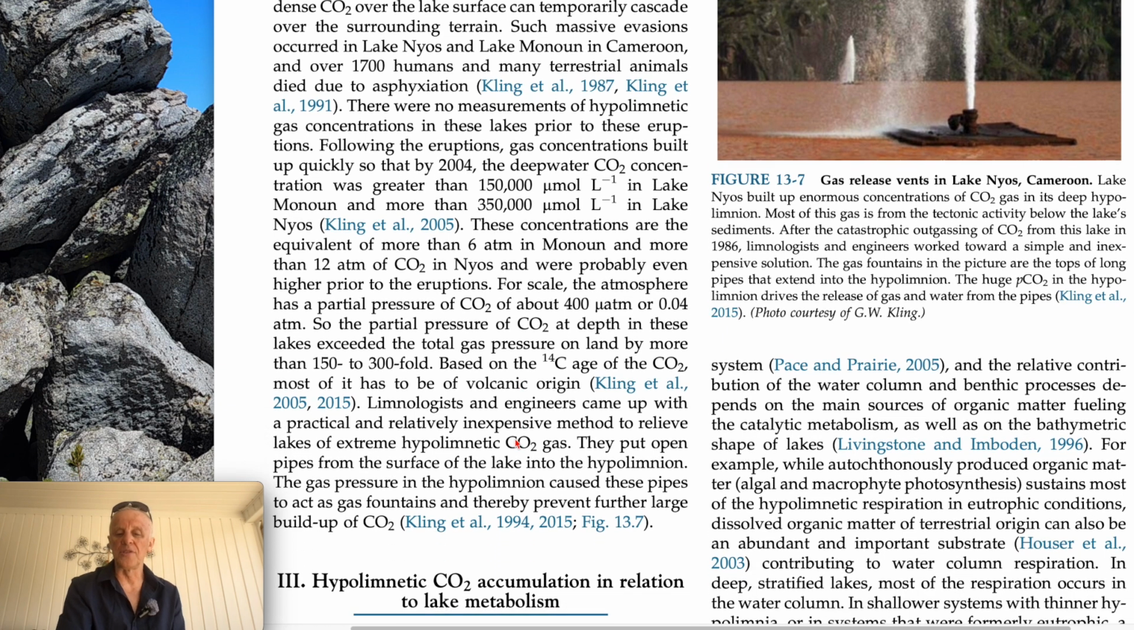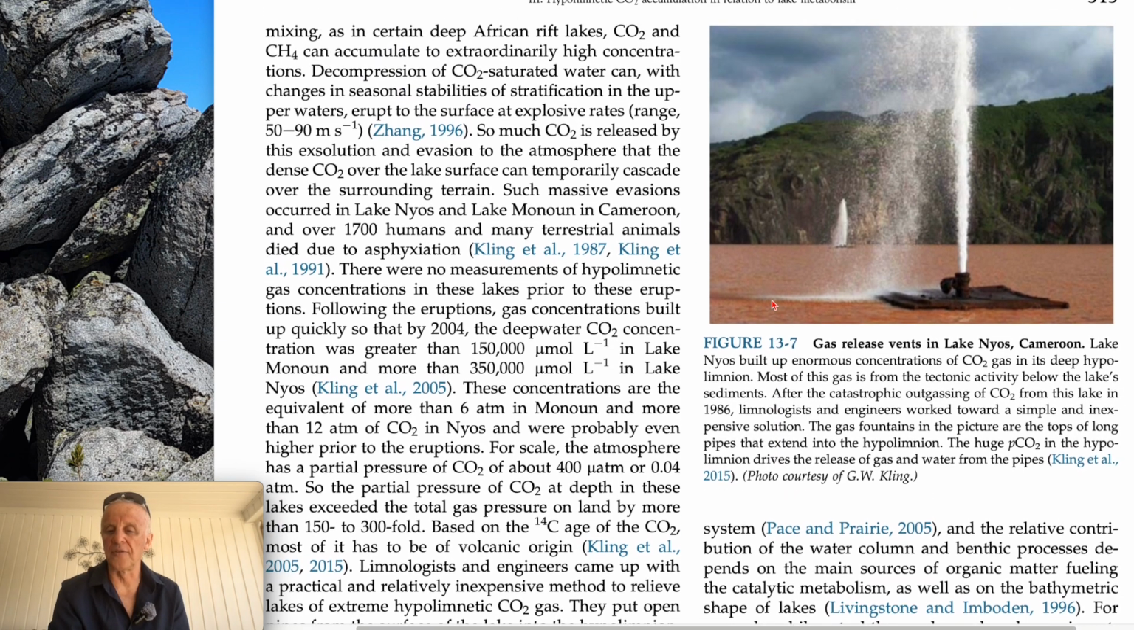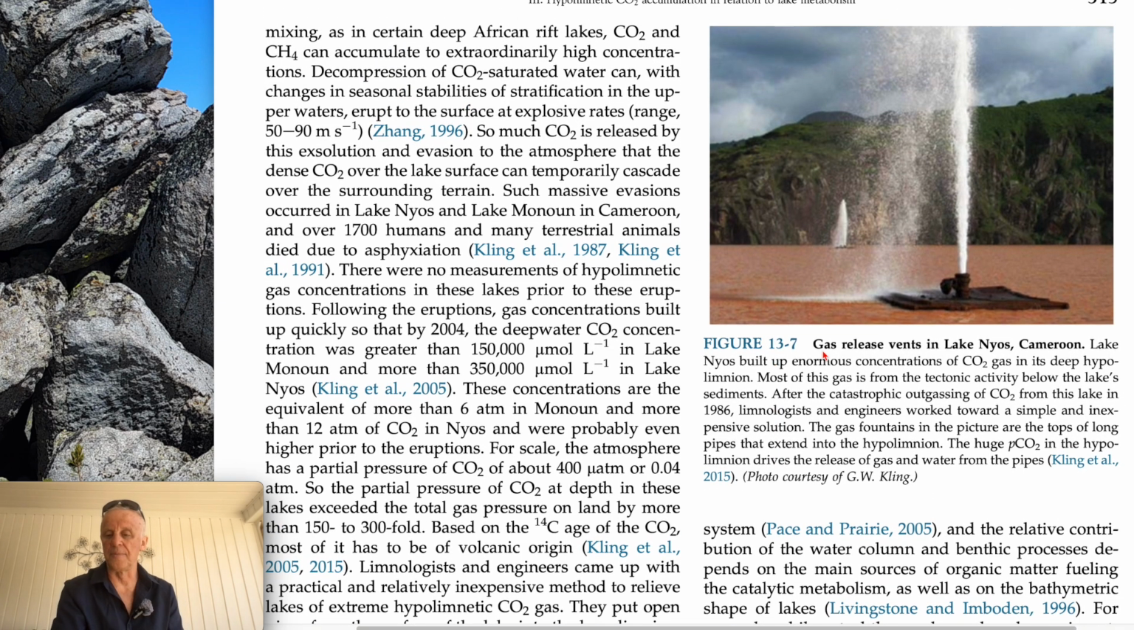Based on the carbon-14 age of the CO2, most of it has to be of volcanic origin. Limnologists and engineers came up with a practical and relatively inexpensive method to relieve lakes of extreme hypolimnetic CO2 gas. They put open pipes from the surface of the lake into the hypolimnion. The gas pressure in the hypolimnion caused these pipes to act as gas fountains and thereby prevent further large buildup of CO2. So let's look at these gas fountains here in figure 13-7.